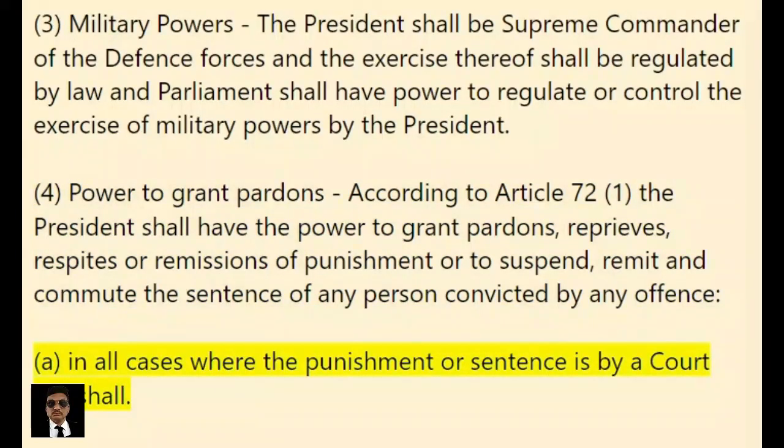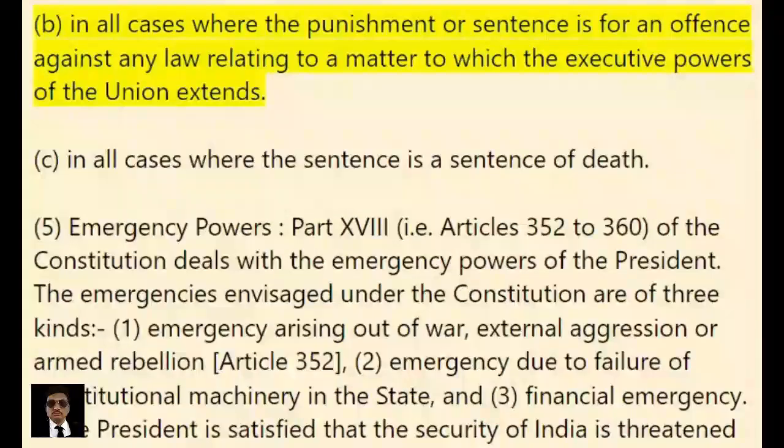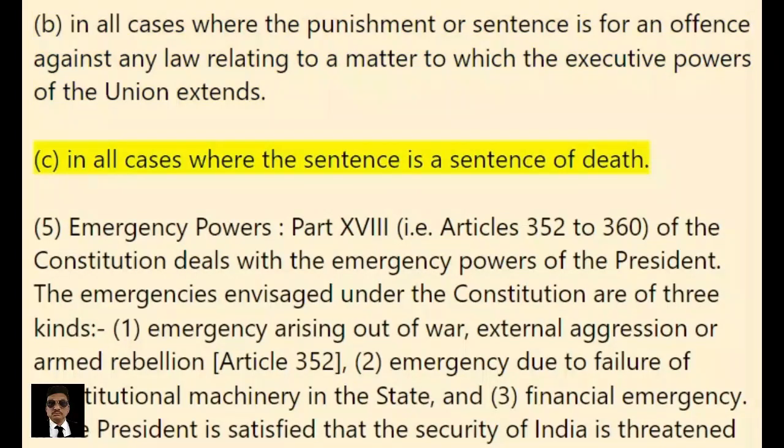A. In all cases where the punishment or sentence is by a court-martial. B. In all cases where the punishment or sentence is for an offence against any law relating to a matter to which the executive powers of the Union extend. C. In all cases where the sentence is a sentence of death.